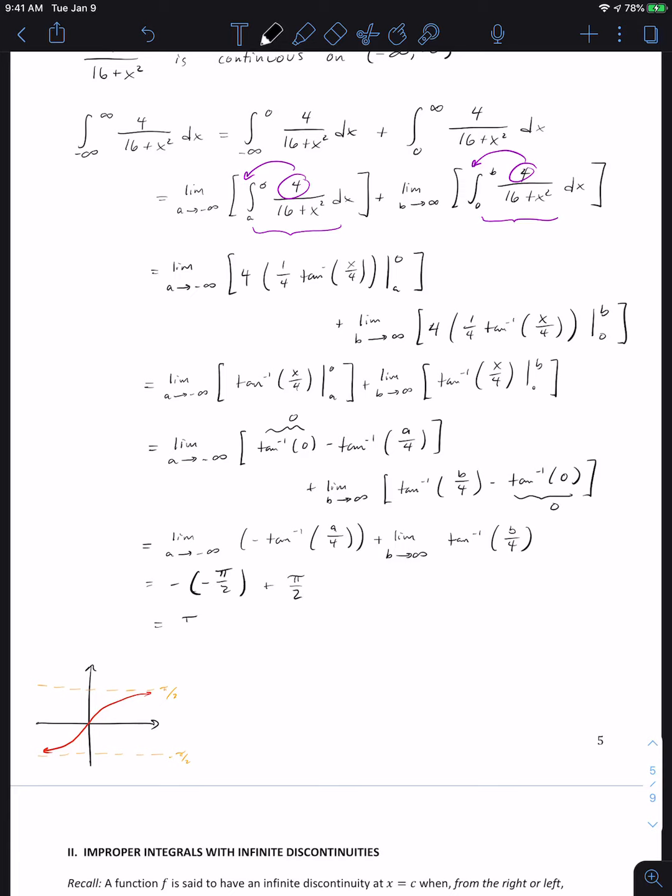So I end up getting pi over 2 plus pi over 2, which is pi, which is finite, right? So the integral converges to pi. Okay. All right, we'll go ahead and end this video here.